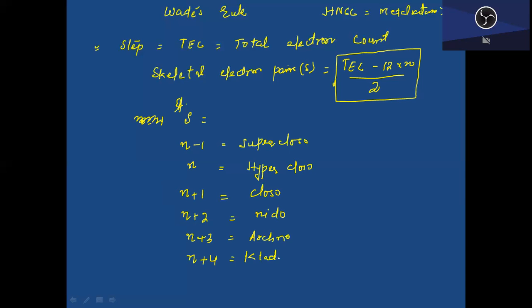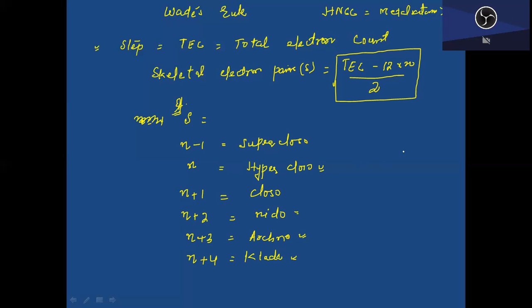So we have different types of structures which can be obtained from this skeletal electron pair determination. If the skeletal electron pairs come out to be N minus 1, then the structure is called supercloso. If it comes out to be N, then it's called hypercloso. If N plus 1, then closo structure. If N plus 2, then we will get nido structure. If N plus 3, then arachno structure, and N plus 4, then we will get clad structure. Basically, these rules are analogs of boron compounds, where we also use Wade's rule for boranes.